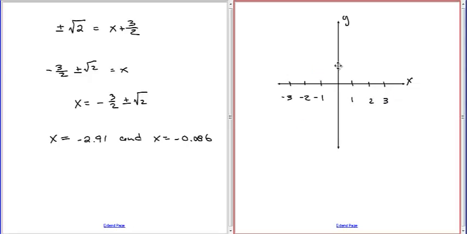And I'm going to do the same scale in the y direction. So this is plus 3 in the y direction. This is negative 3 in the y direction. Okay.